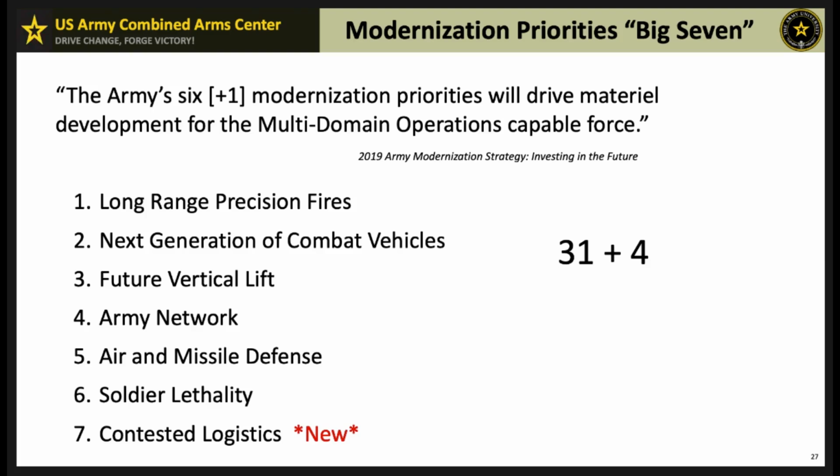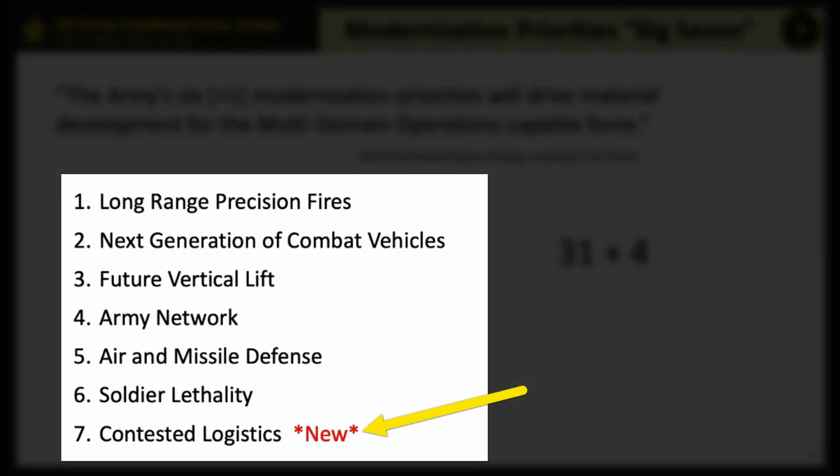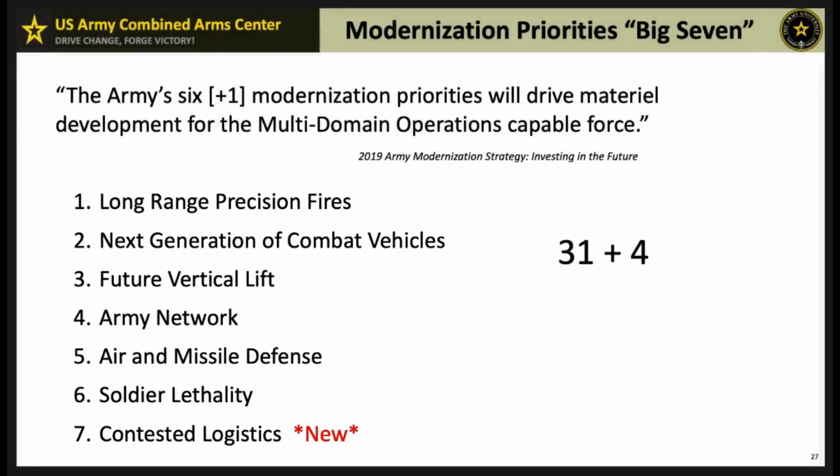You are already familiar with the priorities outlined in the U.S. Army modernization strategy that were established as the vision of the future Army and provides a framework for the Army strategy to balance near, mid, and far-term investments. The figure 34+1 refers to the 35 interdependent initiatives that align with the 7 broad priorities listed on your screen. The newest priority is contested logistics.